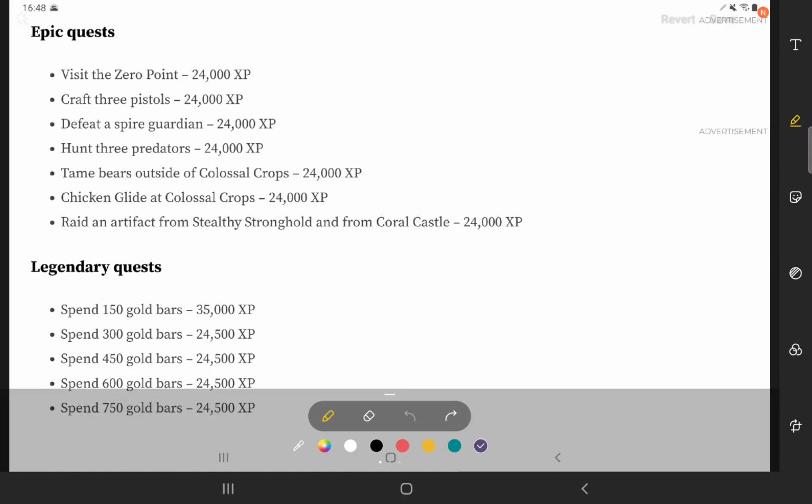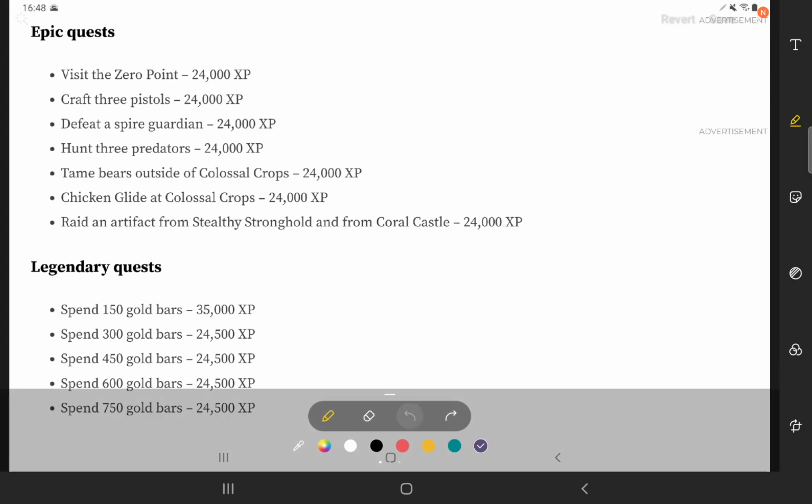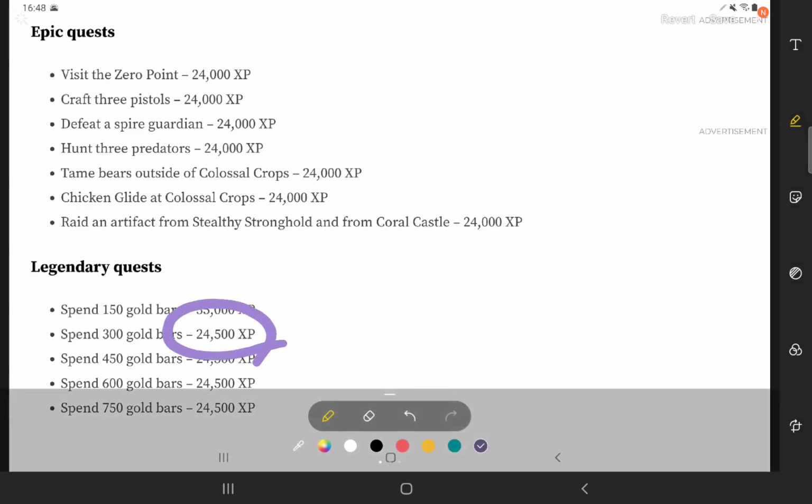Today, as I promised you in the other video, we're going to see the week 12 challenges. As usual, all the challenges are epic quests and legendary quests. Epic quests are 24,000 XP each, the first legendary quest is 35,000 XP, and then 24,500 XP for the other four levels left. So let's start with the epic quests.